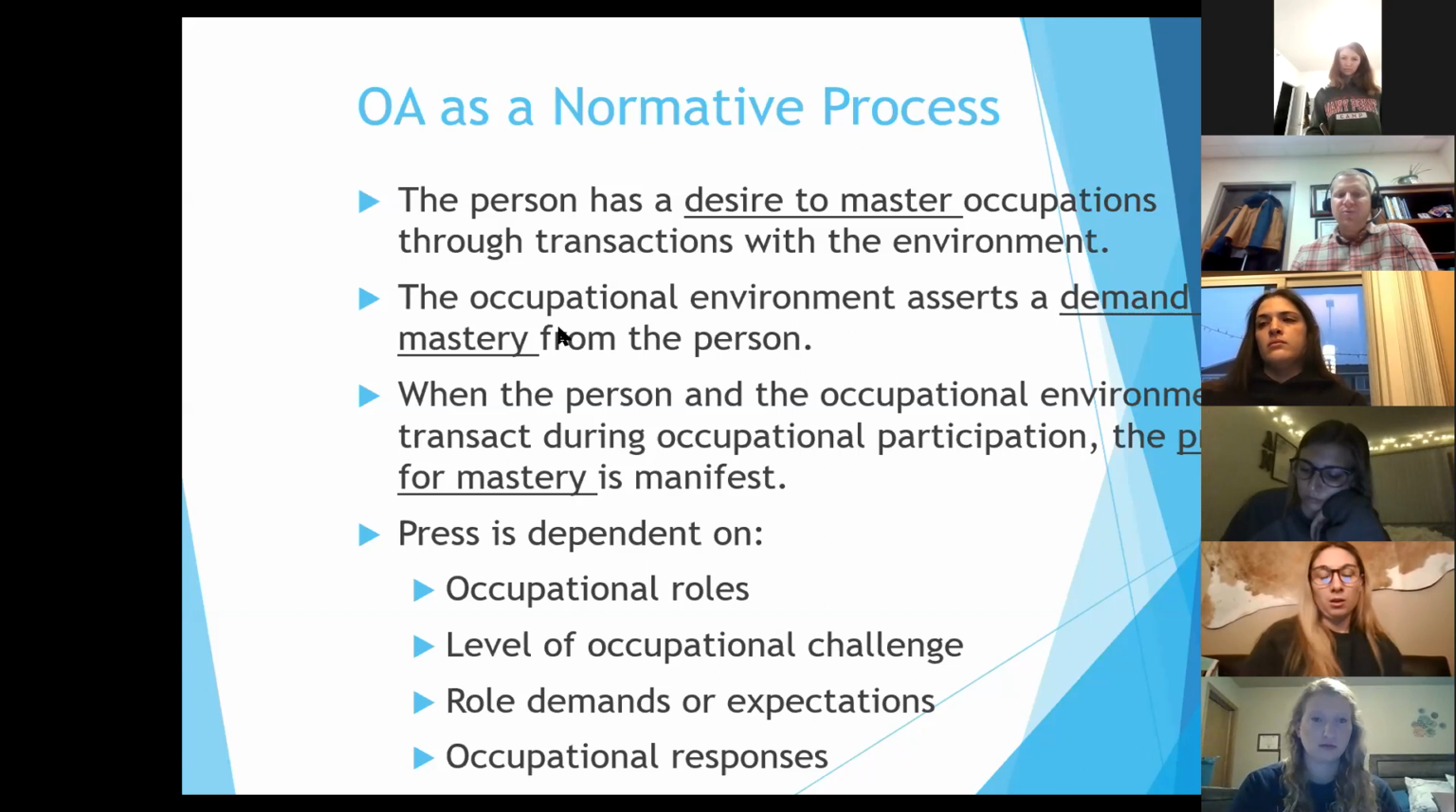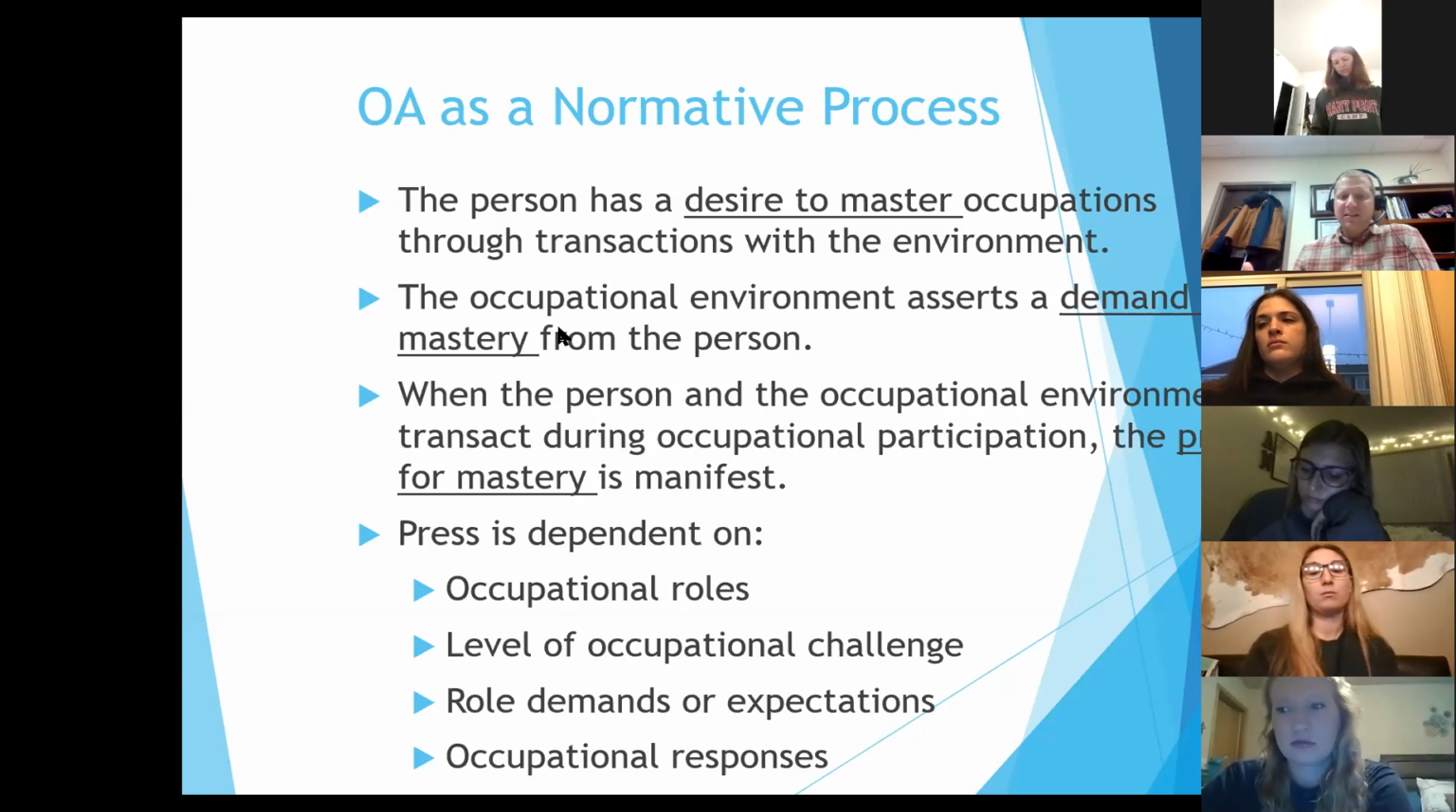Again, your occupational role and your role demands or expectations are probably going to be affected. How you respond to your occupations, your occupational response, okay, is going to also play a part. So how have you usually done your bathing and your dressing and your cooking? And are you able to do that now? So usually there's some kind of a challenge that's preventing you from doing things the way you used to do.